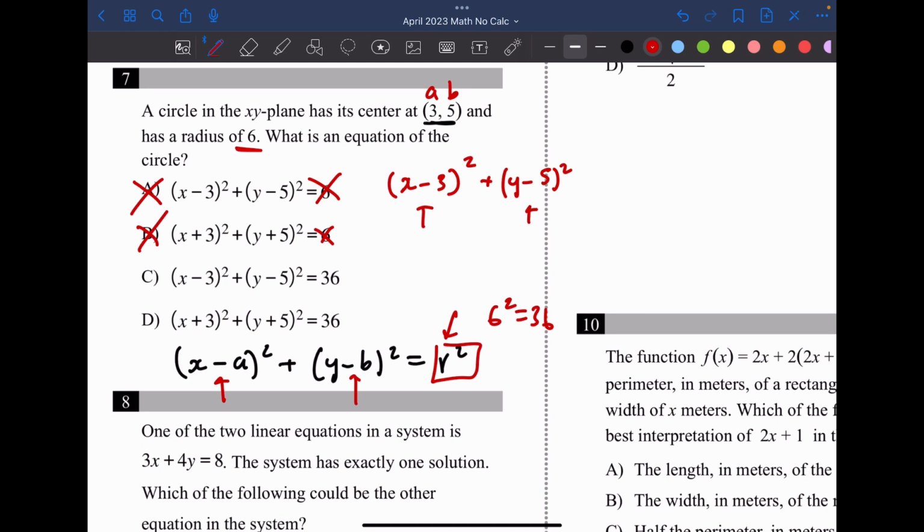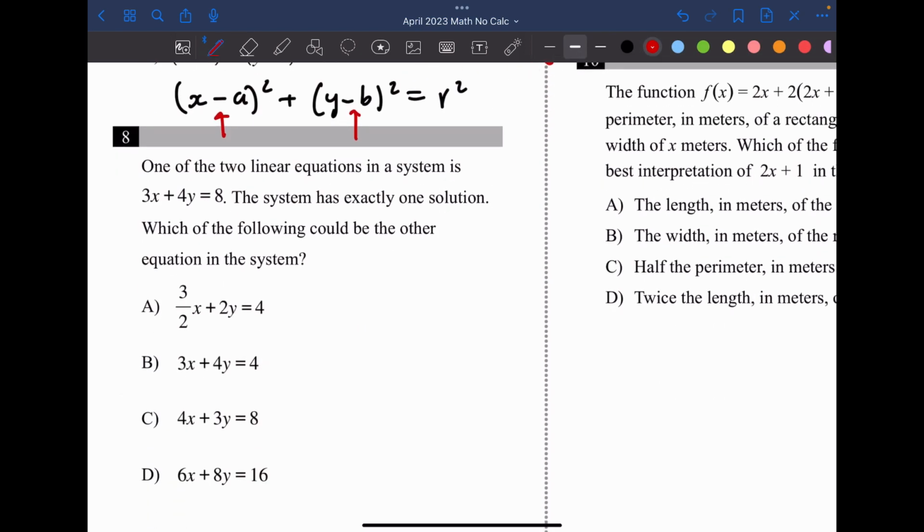So both negatives, that means the answer is C. But you have to kind of memorize this. So do that if you haven't already, but that's basically how you get the answer.